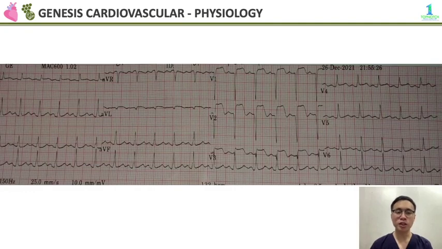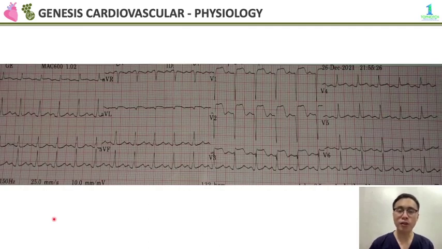First of all, we need to check for the rhythm. So my question is, is this rhythm a regular one or is it irregular? Simply by eyeballing, you can see that the interval between the R to R, they are all equal, right? So R to R, R to R, R to R, they are all evenly spaced. So this is most likely a regular rhythm.